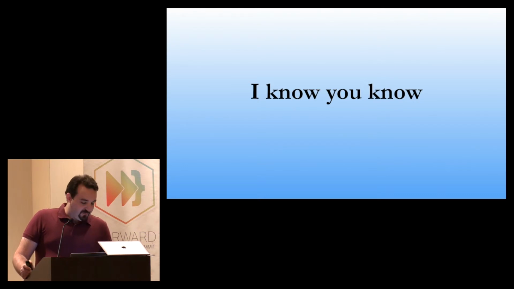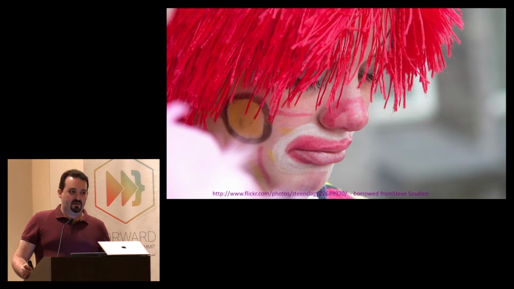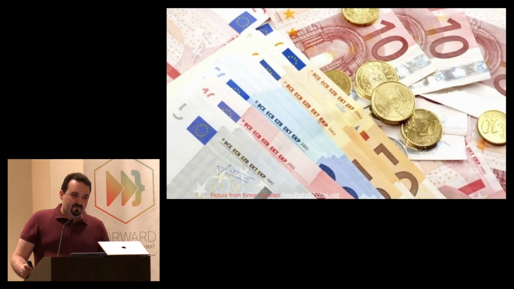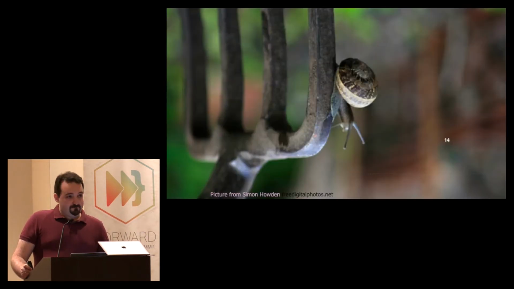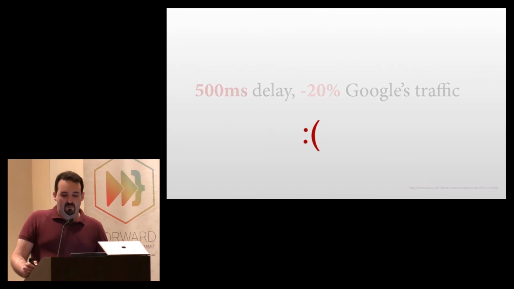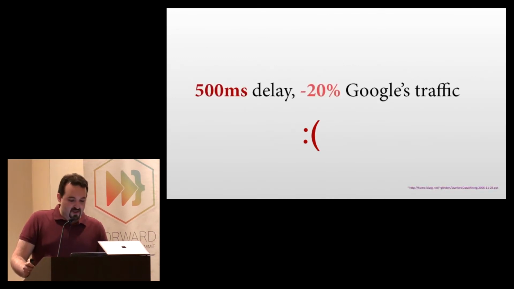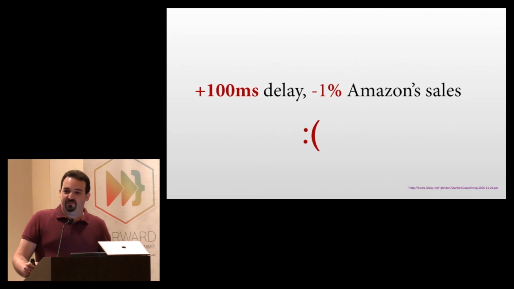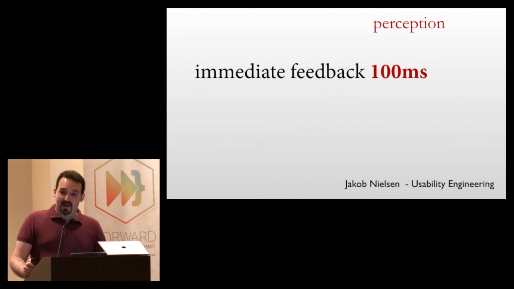So I know you know several things, so I'm not going to spend too much time on things that you already know, right? But your users right now are sad. You are probably losing money. And the reason for that is because your website is slow. I know you know that. And just some data that you already know: just a half a second delay will increase your users' frustration. Also, it will reduce your traffic. Also, it will reduce your sales. That means money, okay?